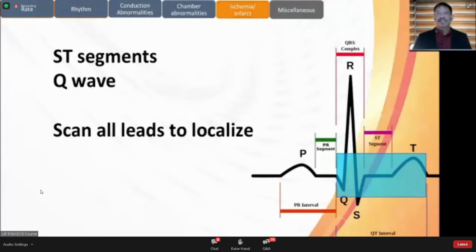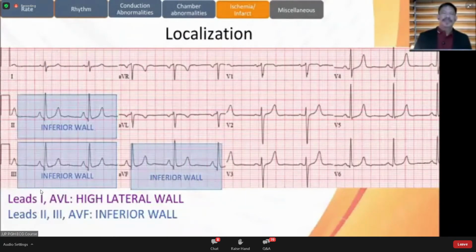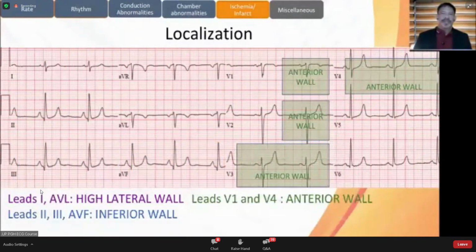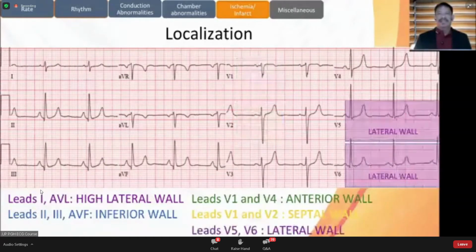For these abnormalities, we should systematically scan the whole ECG for their presence at a specific location or wall. Leads 1 and aVL pertain to the high lateral wall. 2, 3, and aVF point to the inferior walls. V1 to V4 refer to the anterior wall. If it's only V1 and V2, it points to septal involvement. And lastly, V5 and V6 pertain to the lateral wall.